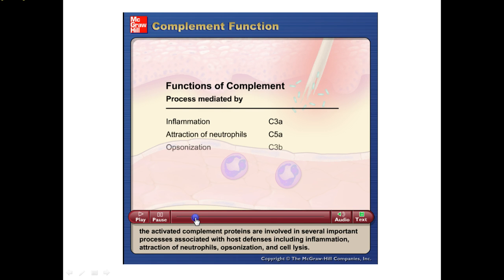The next one is also involved in inflammation. It's C5a, but this one specifically attracts the neutrophils to the area. And remember, they only travel into our tissues during inflammation.